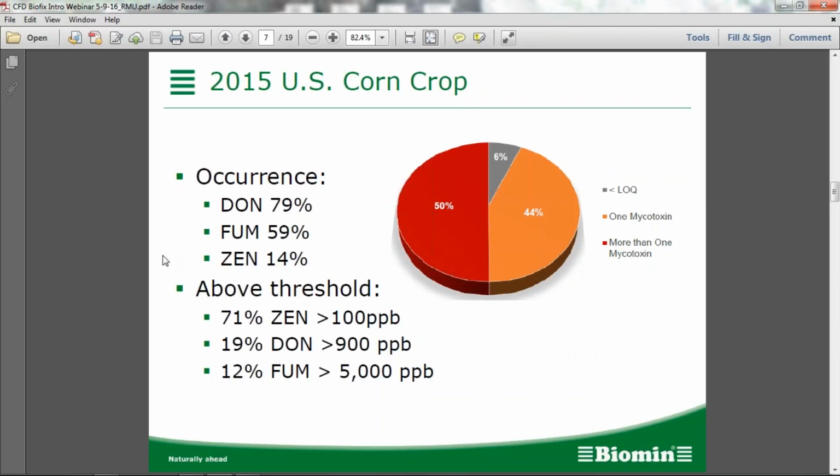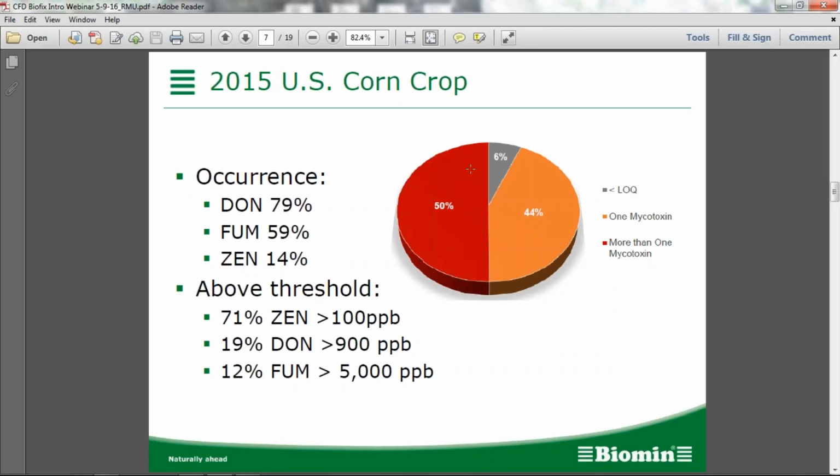When we look at the threshold levels and when we would be concerned to see the negative effects in animals, we see that 71% of the zearalenone samples were above 100 parts per billion. And that's the level where we would be worried about seeing these negative effects come through in the animals. 19% of the DON samples were above the threshold, and 12% of the fumonisin samples were above the threshold.